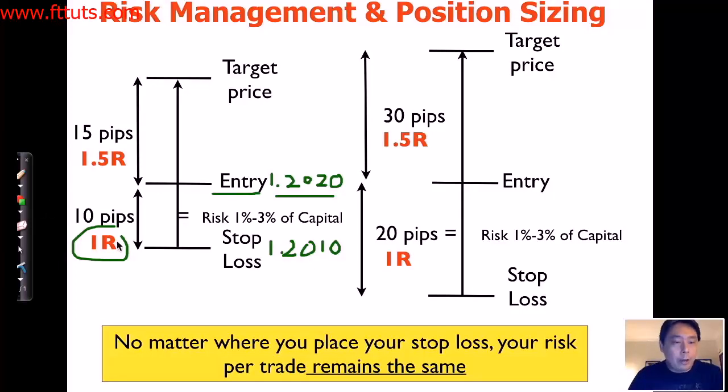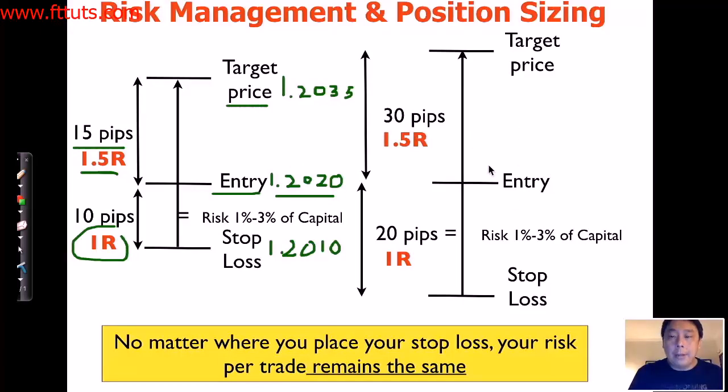Okay, so if 10 pips is 1R, then 1.5R is 10 multiplied by 1.5, which is 15 pips. So I know that my target price will be 15 pips above the entry price, which would be 2035. There we go. In the lesson plan on placing orders, what I do is I place a bracket order with the entry, stop loss, and target price placed at the same time. So there we go for this example.